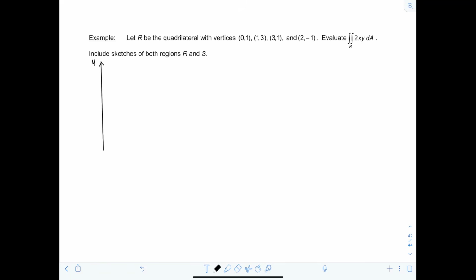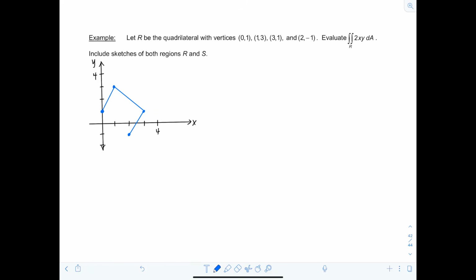So here's the y-axis. Here is the x-axis. I'll go up to 4. Why not? 1, 2, 3, 4. 1, 2, 3, 4. Okay. So we've got (0, 1). Boom. (1, 3). Very good. (3, 1). And (2, -1). All right. So here's the quadrilateral.